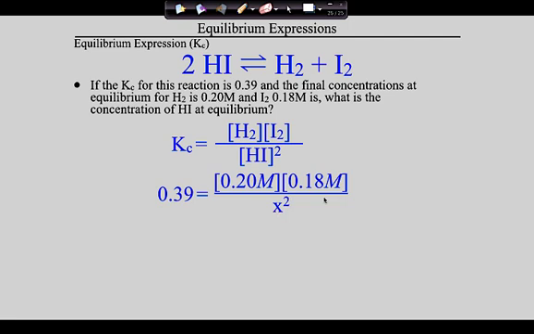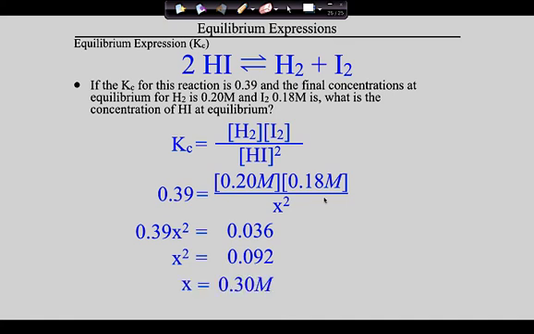So in order to solve this, we will cross multiply. We get 0.39x squared, and then we'll multiply 0.20 times 0.18, which is 0.036. Continuing to get x by itself, we'll divide by 0.39. Dividing both sides by 0.39, we arrive at this. And then taking the square root, we end up at 0.30. And notice that this time this number has units on it. It's molarity because we are not solving for Kc, we're solving for a molarity. So there you have it.